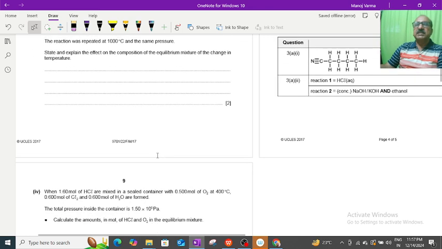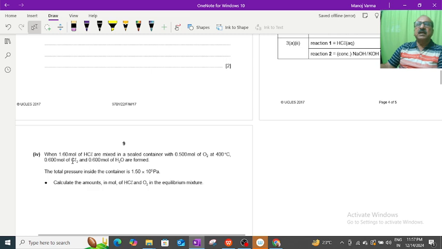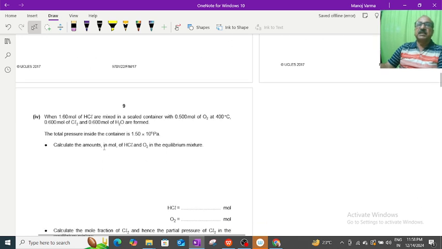Now this is based on chemical equilibrium, and we'll see how we tackle the equilibrium question, which is something you have not done before on this channel. So let's see. Now it says that 1.6 mole of HCl are mixed in a sealed container with 0.5 mole of oxygen, and 0.6 mole of chlorine and 0.6 mole of oxygen are formed.